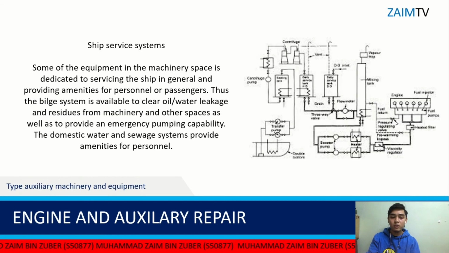The last subtopic is types of auxiliary machinery and equipment. The first type is ship service system. Some of the equipment in the machinery space is dedicated to servicing the ship in general and providing amenities for personnel or passengers. Thus, the bilge system is available to clear oil or water leakage and residues for machinery and other spaces, as well as to provide an emergency pumping capability. The domestic water and sewage system provide amenities for personnel.